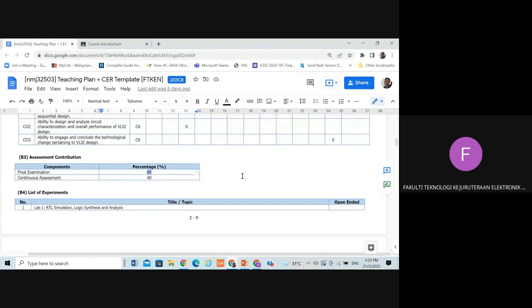Okay, final exam. How much is the final exam? 60%. Okay, 60% is very important. You know, right? Everyone knows, right? When you pass your final exam, you pass the subject. If you do not pass the final exam, you need to repeat the subject, right? Am I right? Yes, sir. Yeah, so please be careful on this one.